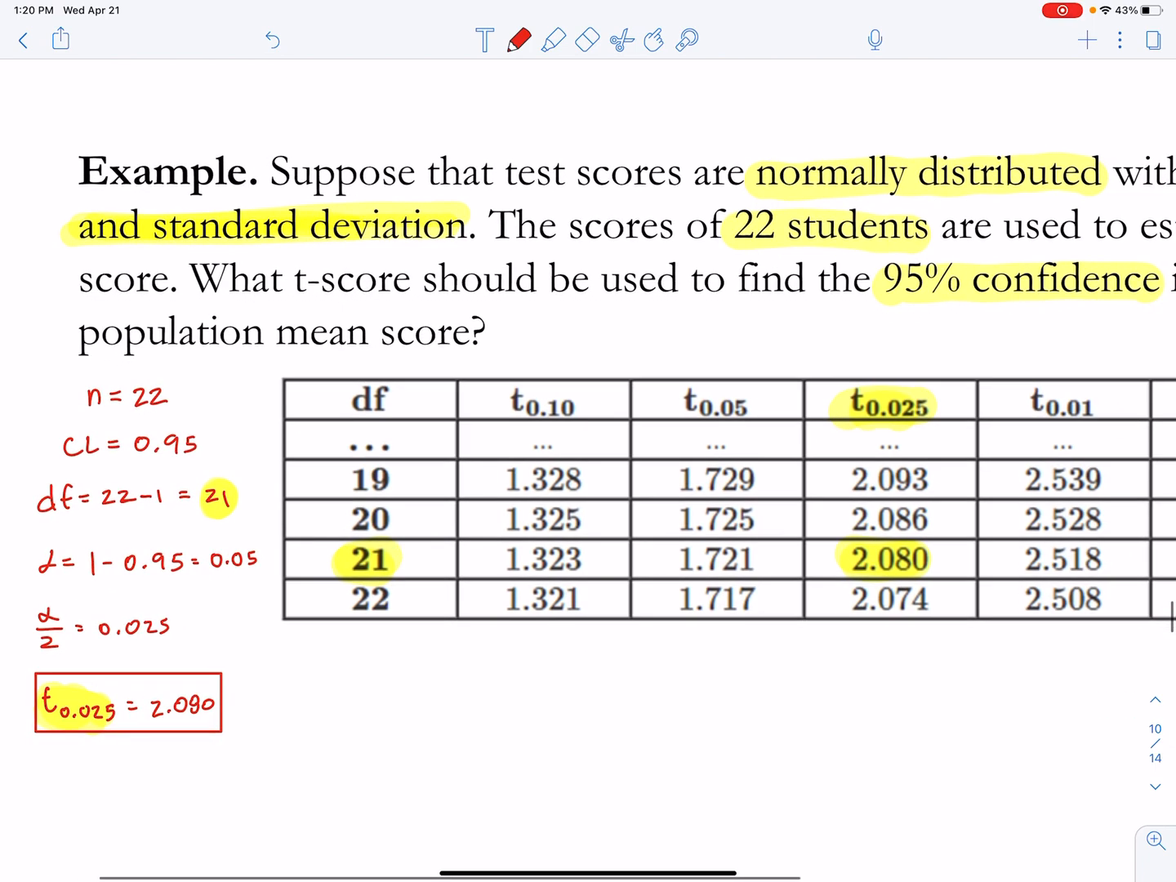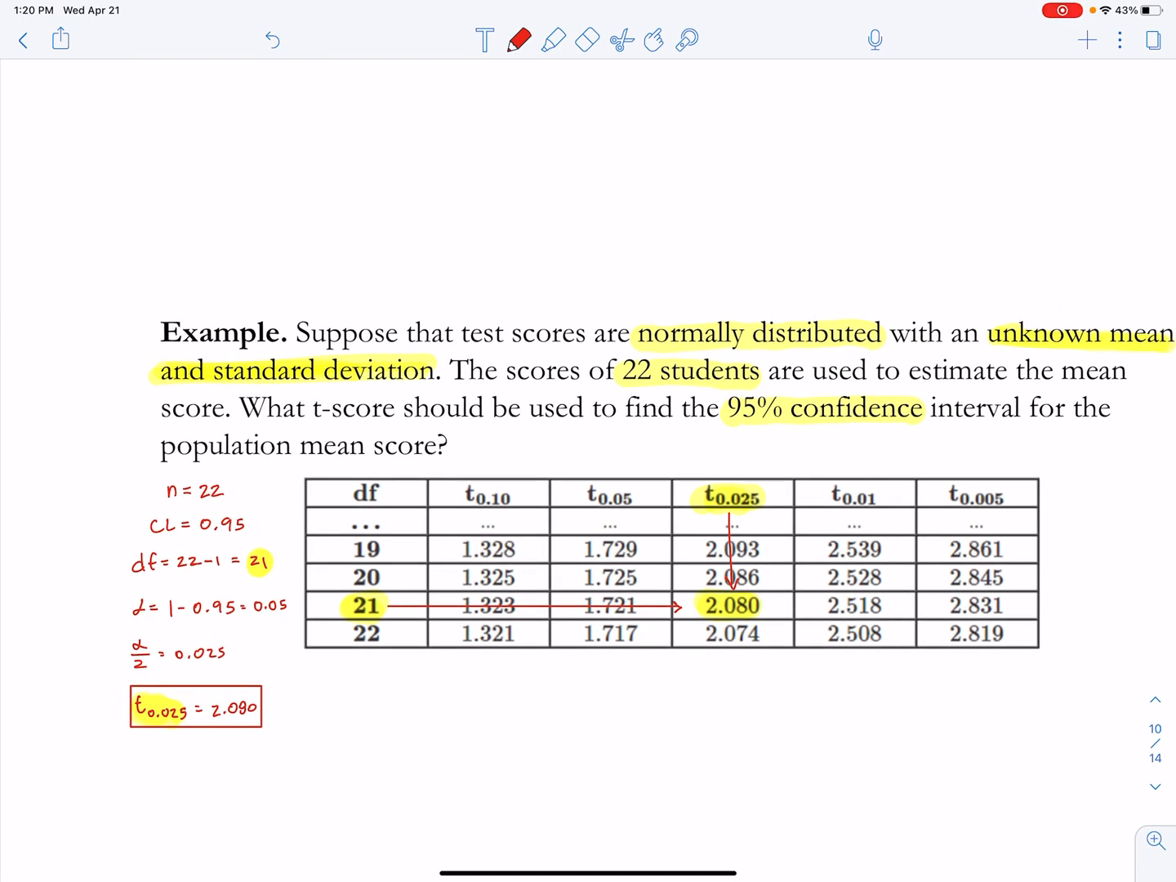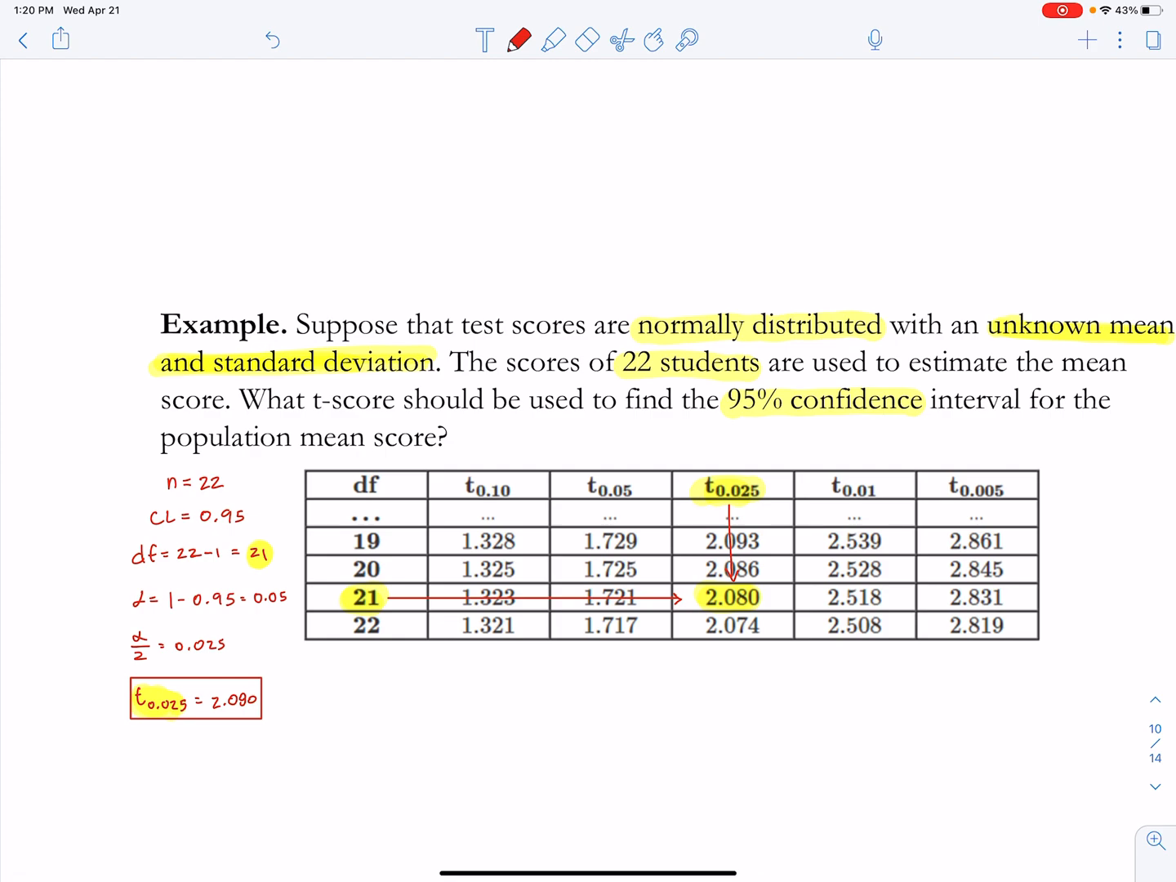So when I have my degree of freedom, and then I have t 0.025, I get a t-score of 2.080. Okay.